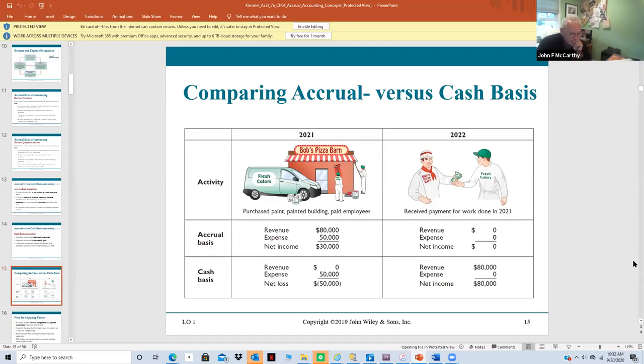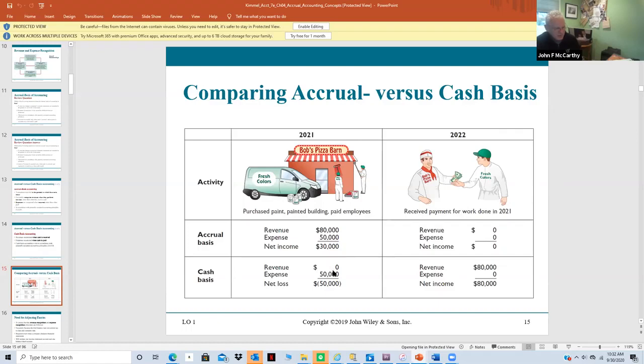All right, so this is actually a good example of comparing accrual versus cash basis accounting. Across the top, we have 2 years, 2021 and 2022. See, in 2022, no one's wearing masks anymore, right? Because the pandemic's going to be all over. They're not 6 feet apart. It's going to be a good time. So here we are, painting a house.